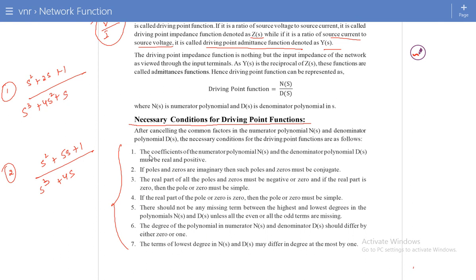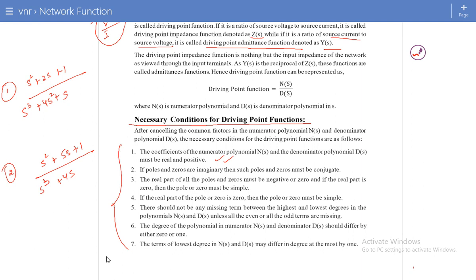The first property: the coefficients of the numerator polynomial N(s) and the denominator polynomial D(s) must be real and positive. See here, what are the coefficients? 1, 2, 1, 1, 4, 1. Here 1, 5, 1, 1, 4. Both the first and second are satisfying the first property. But by satisfying the first property alone, you can't say both the functions are driving functions.